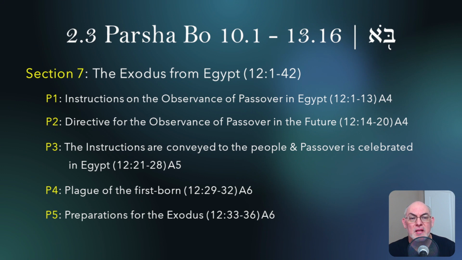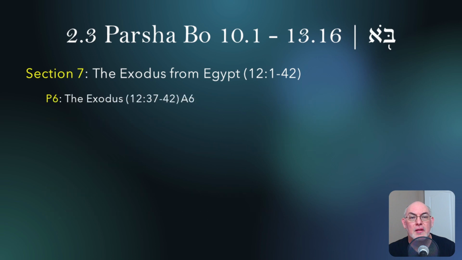Now, that's the paragraph 5. The next slide is the actual Exodus, the leaving of Egypt. And that's chapter 12, verse 37 through 42. And this too is in Aliyah 6.